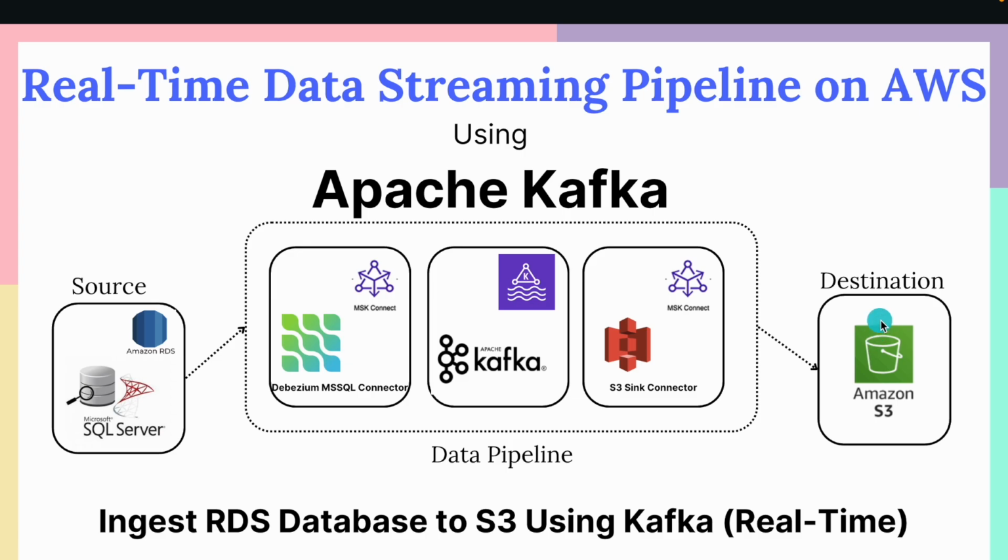Okay, so your destination can change. It can be Redshift or whatever. So in that case, you can use a different sync connector, and similarly your source can change as well, in which case you can create a different source connector. But the overall architecture should remain similar when you are creating a real-time data streaming pipeline in AWS using Apache Kafka.